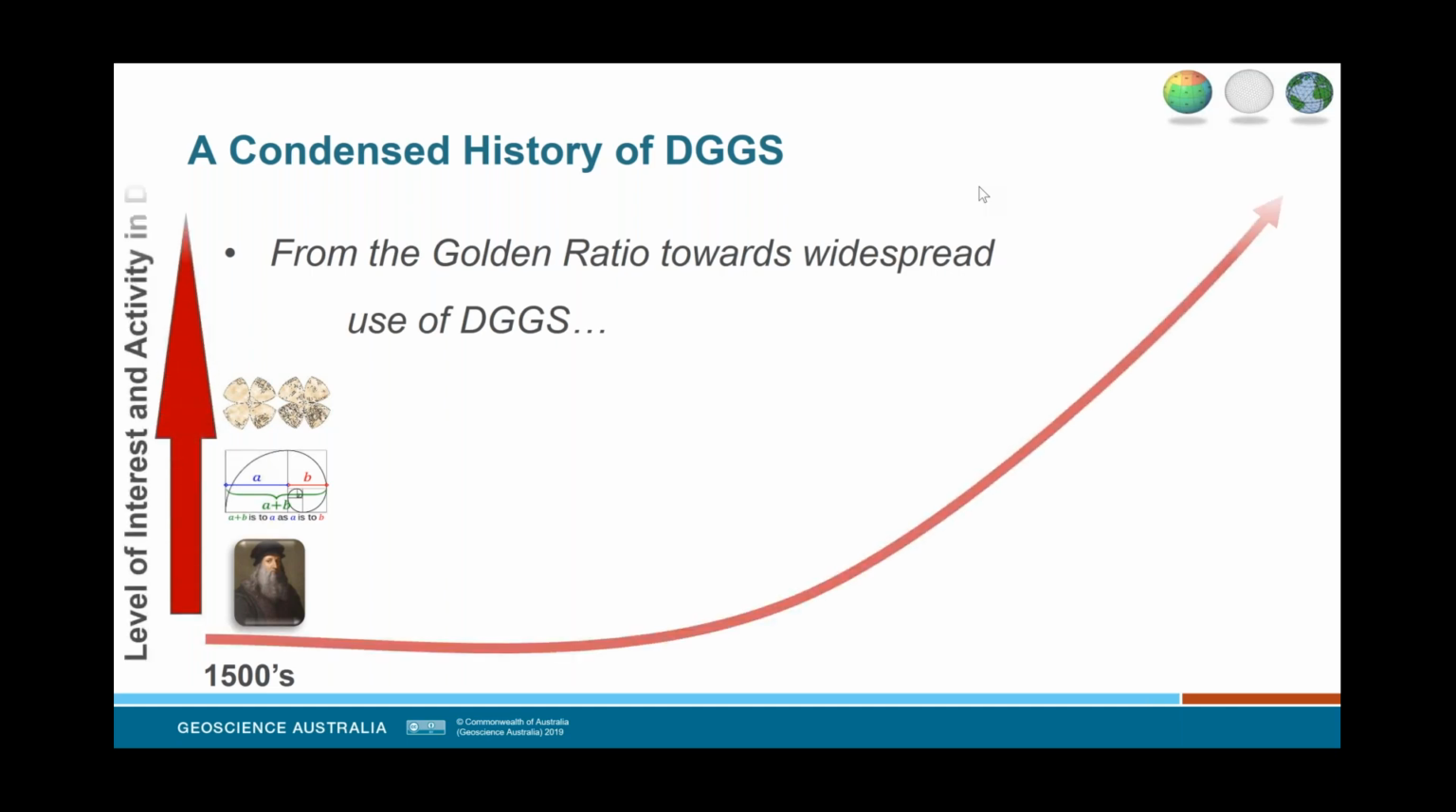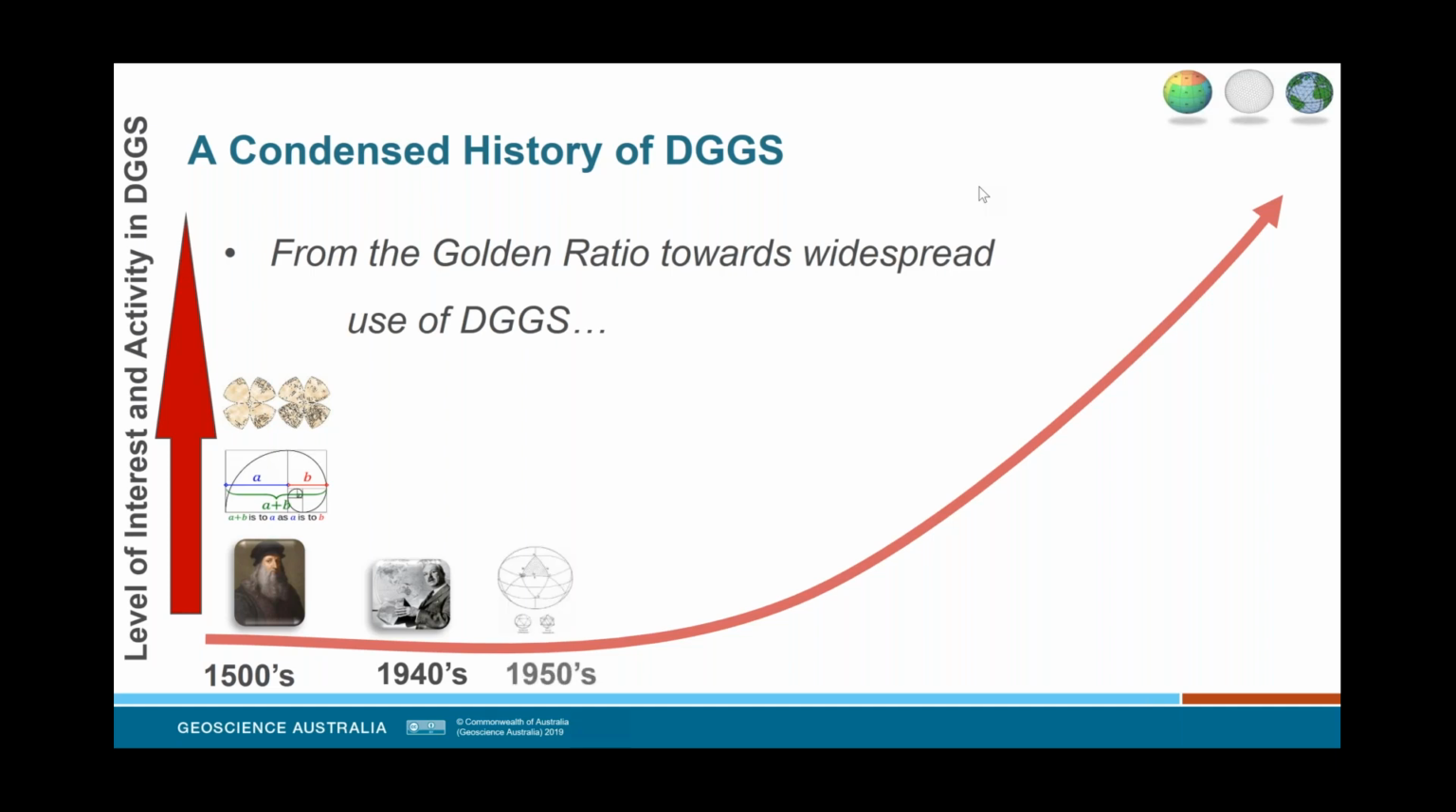What I find is one of the delicious ironies of this is that the work that Da Vinci and his forerunners did in this space was the birth of both discrete global grid systems and the flat Earth map projected approach. So leveraging forward from there, we have a number of key players and key points.